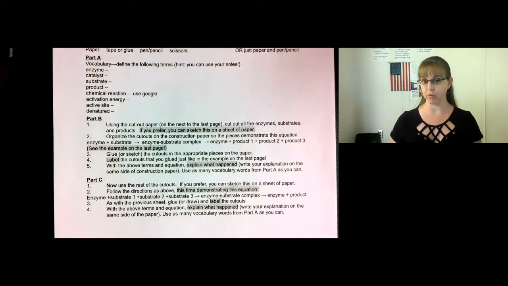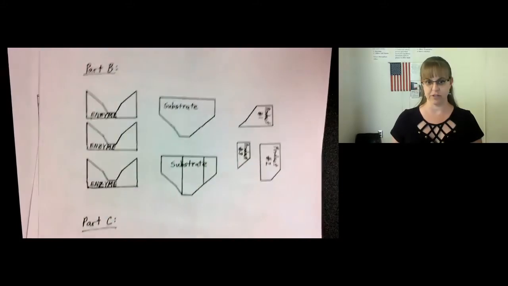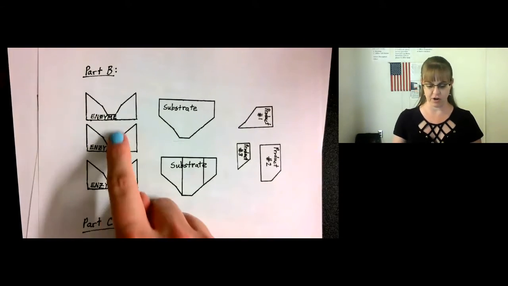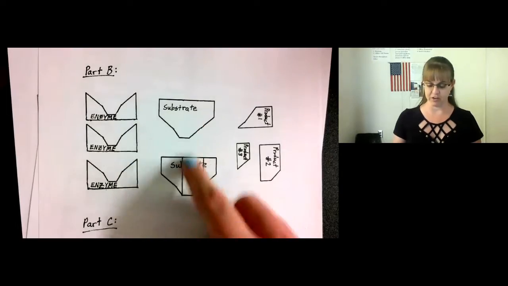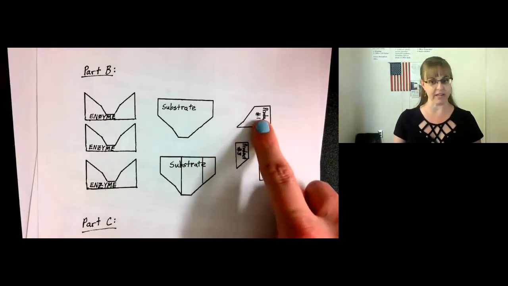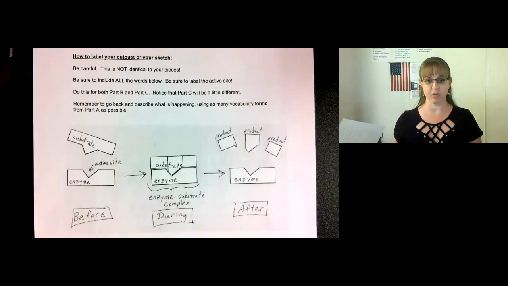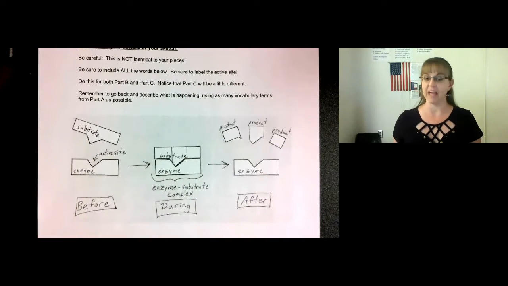Or if you don't have a way to print this paper, then you can sketch this on a sheet of paper and take a photo when you're done. Here is part B, and here is your enzyme, here is your substrate, and here are the products. You will organize these in a very similar way to this example. It's not identical, but it's close.